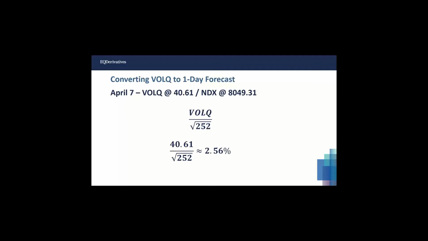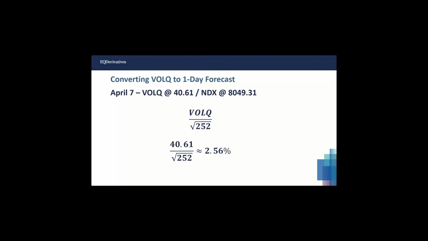You could convert that vol Q, dividing it by the square root of 252, and this is how I like to convert implied volatility to a shorter term move when you're looking at options that just have a few days or even 1 day left to expiration. So I use the square root of the number of trading days in the year, and you get about 2.56%, which means that a 1 standard deviation move for the NDX based on vol Q would be up or down 2.56% the following day.